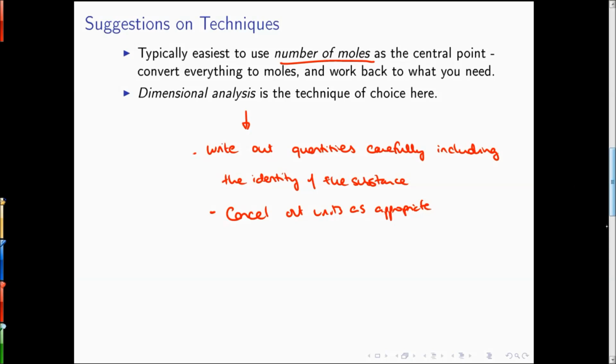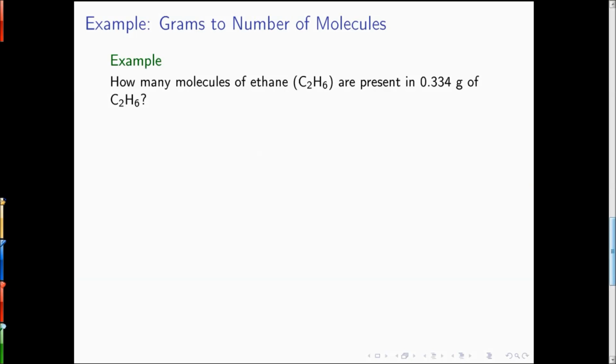So let's take a couple of examples. How many molecules of ethane are there in 0.334 grams of ethane? The molecular mass of ethane is 30.07 AMU. So the molar mass is 30.07 grams per mole.